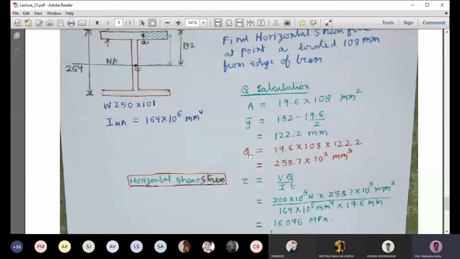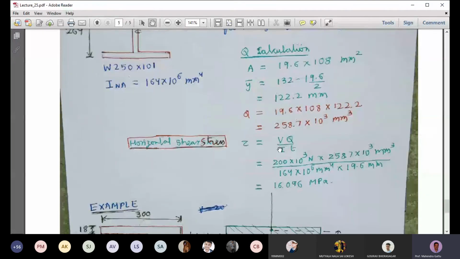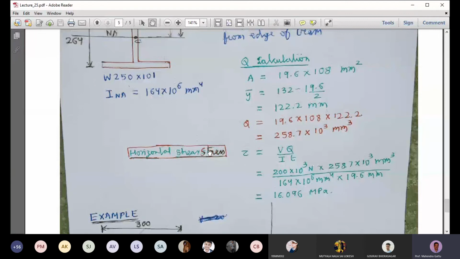So once we know the Q value, we can find the tau value, which is VQ by IT. So the I value is already supplied from the table for this section. We can substitute all the values, expressing it in terms of Newton. So 200 kilonewton will become 200 x 10^3 Newton, and the remaining quantities we can plug in. The t value is the thickness of the flange, so 19.6, and we get 16.096 megapascal. So that is the horizontal shear stress.